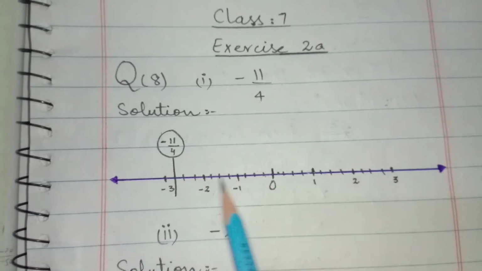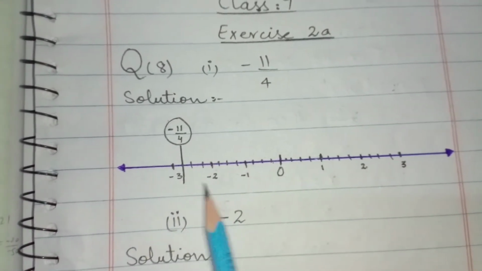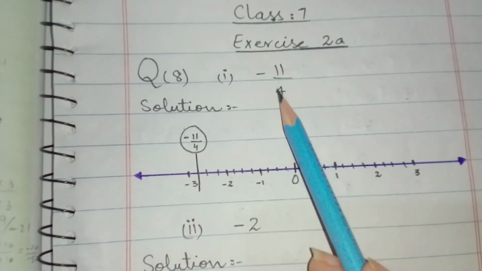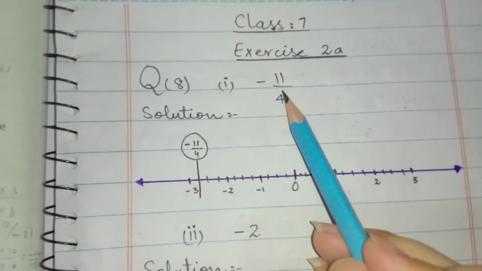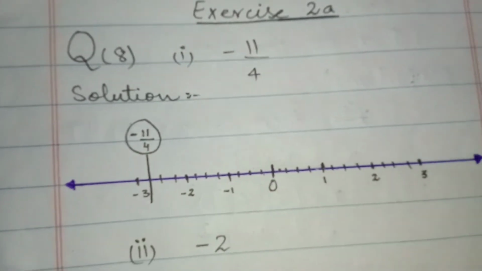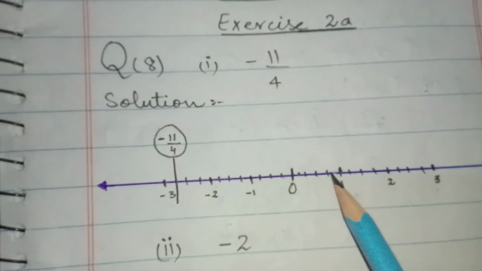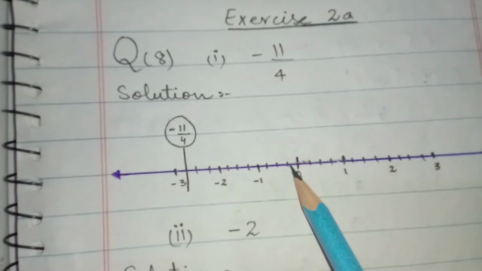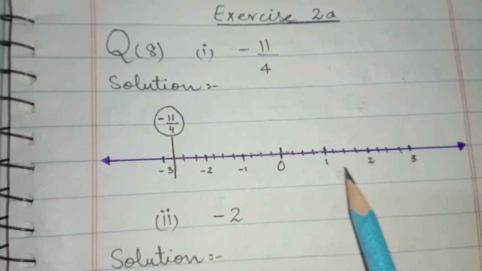So first of all we have to draw a number line and put the numbers 0, 1, 2, 3 and so on, minus 1, minus 2, minus 3. Minus 11 over 4 means this is a negative rational number, so it will lie here. Now we have to divide each segment into 4 equal parts. So this is 1, 2, 3 and 4. Means this is the first part, second, third and fourth. So we divide each segment into 4 equal parts.